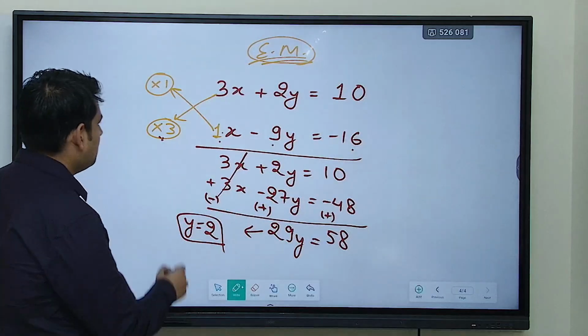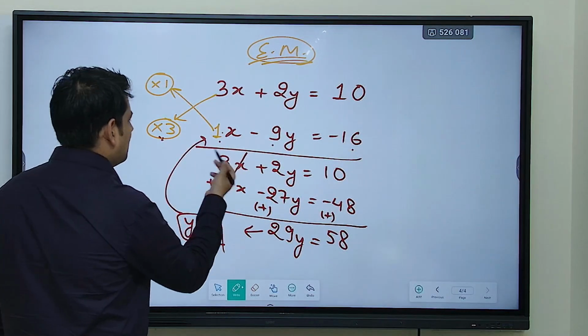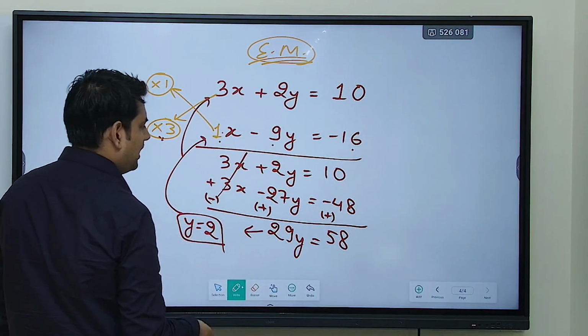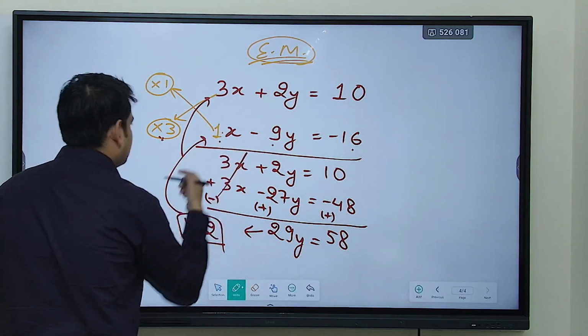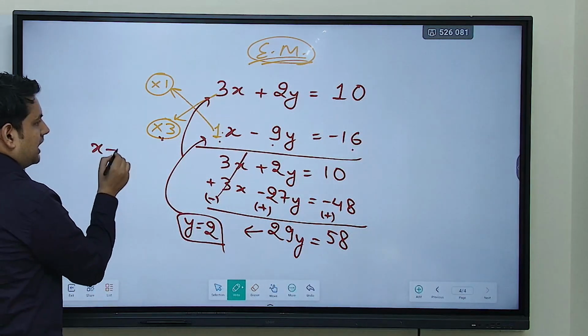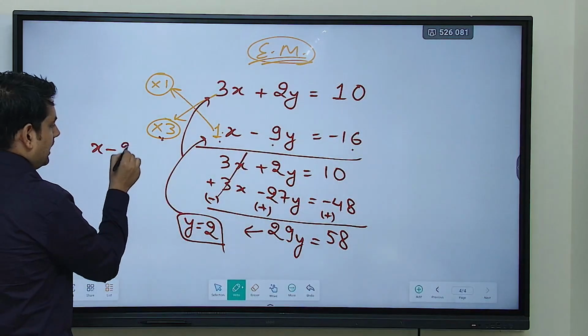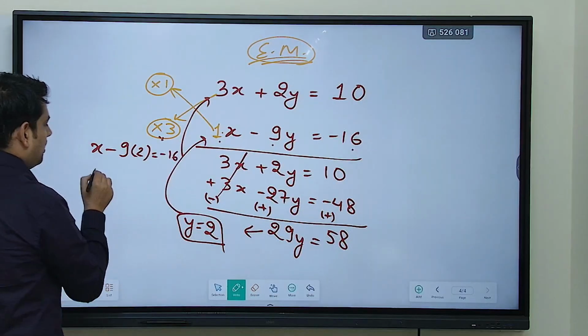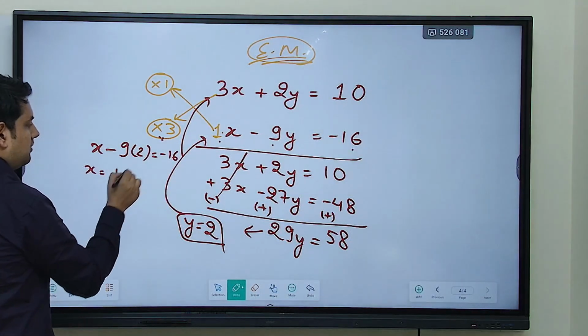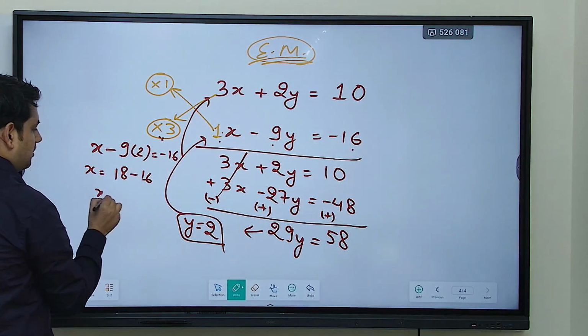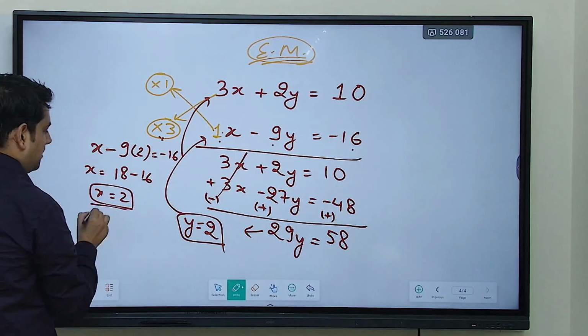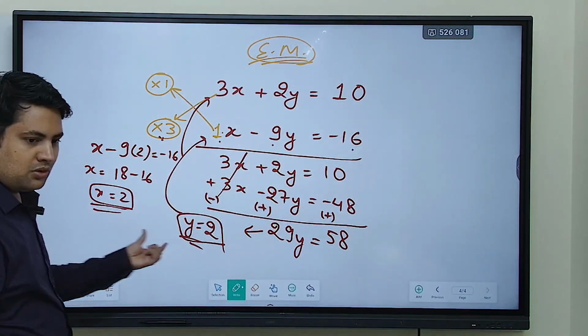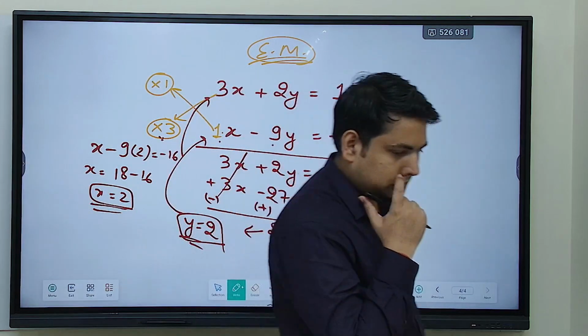So y becomes 2. Now you put it back in any equation, this anyone. Okay, let's say you put it here. So what you get? x minus 9 into, in case of y you put 2, is equal to -16. What you get? x is equal to 18 minus 16, so x comes out to be 2. That means the solution is x is equal to 2 and y is equal to 2.